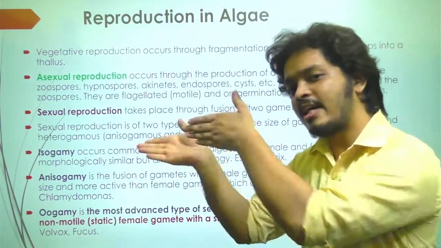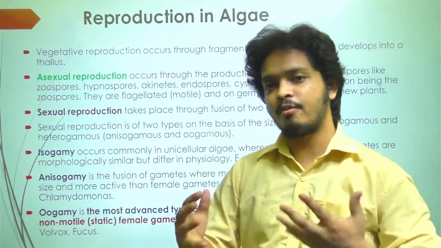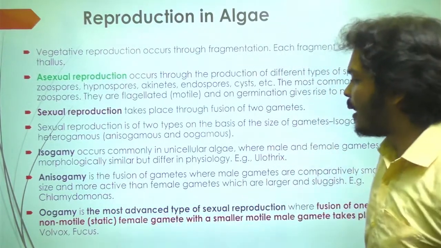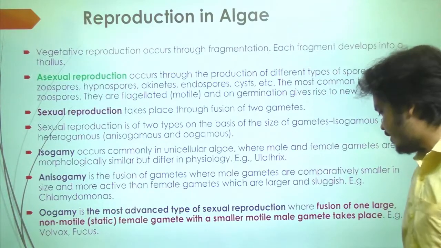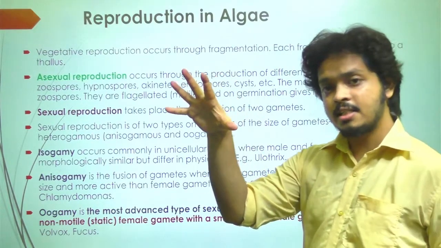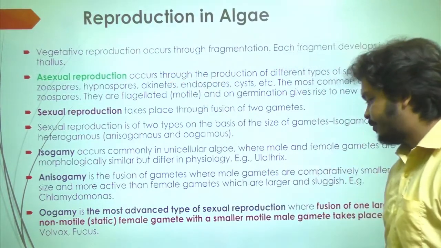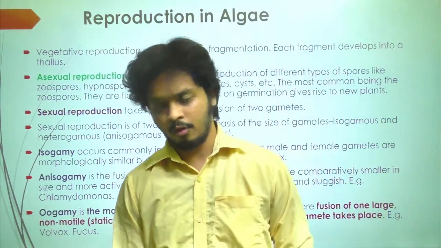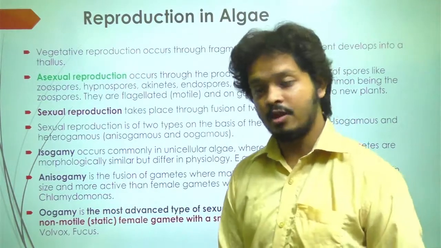So now let's get back to the topic. Okay, we have had an example of human beings. Now let's get back to the topic and understand what happens here. Oogamy is the most advanced type of sexual reproduction where fusion of one large non-motile female gamete with a small motile male gamete takes place. For example, Volvox, okay, and Fucus.